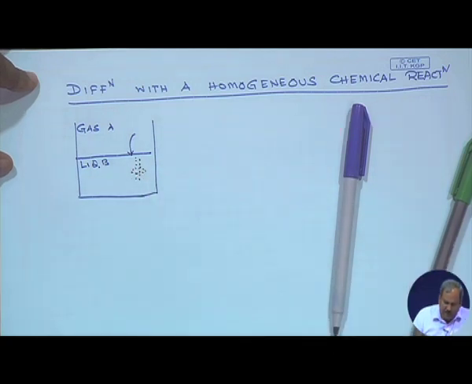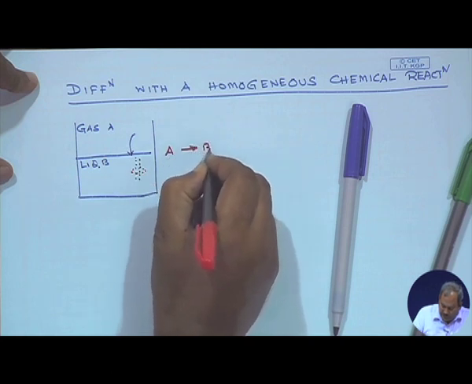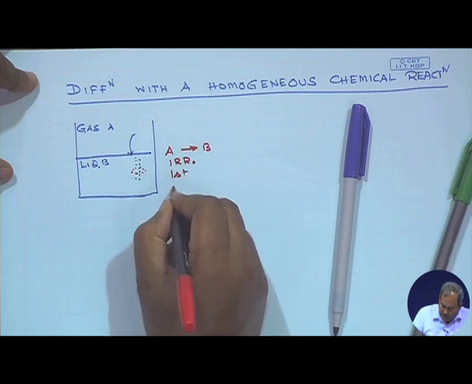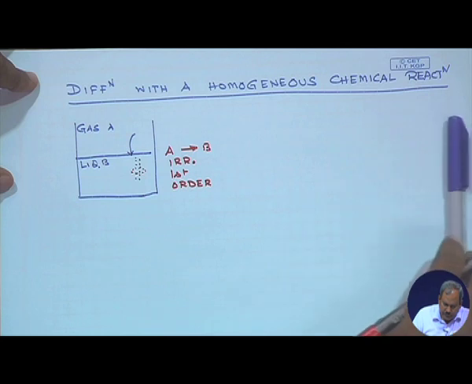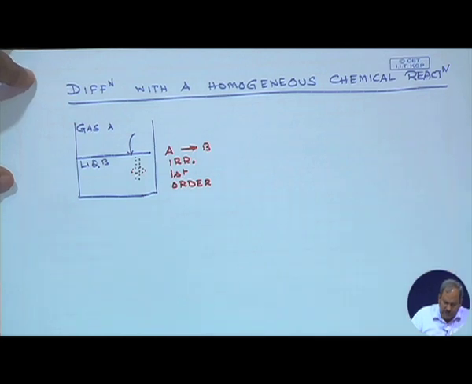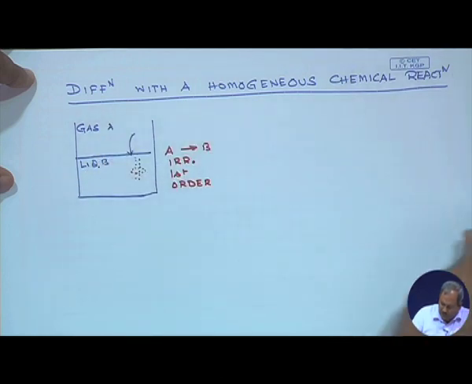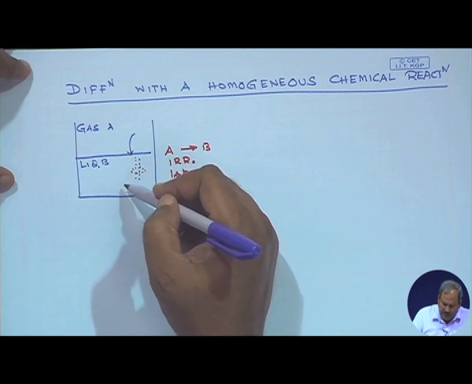A undergoes an irreversible first order reaction. So, it is an irreversible first order reaction from A to B. If that is the case, then we have to find out what is going to be the concentration distribution of A in the liquid B.